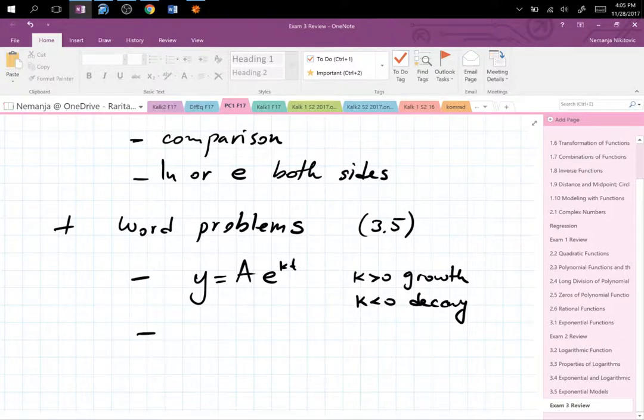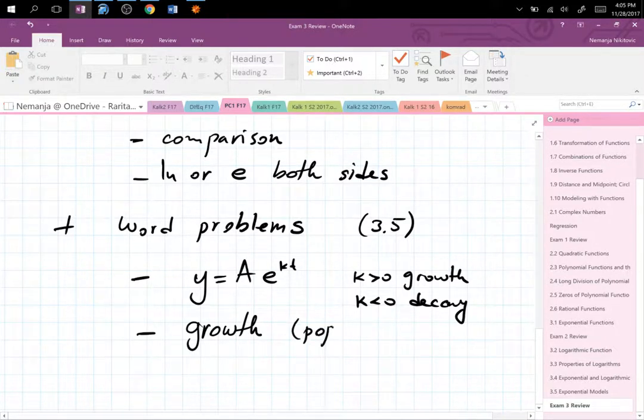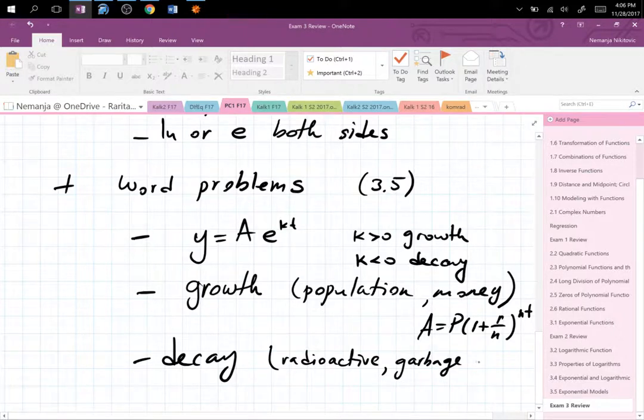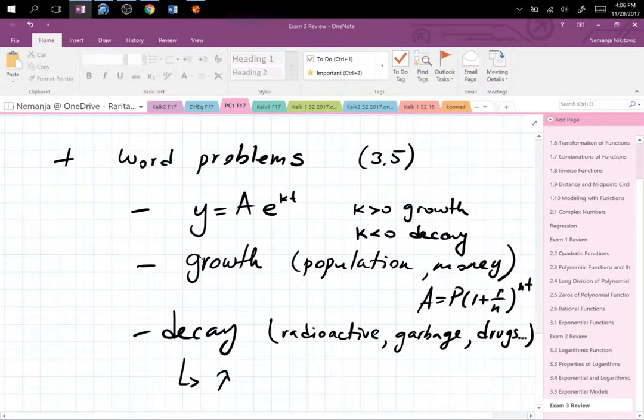Alright, so what else do I have? We have decay problems with the half-life. Well, so growth first. Growth, like population, or money. You are going to memorize A equals P times (1 plus r over n) to the nt for money. And we have decay, which is radioactive, garbage, drugs, and all that kind of stuff, where you are introducing a very important concept, half-life, which occurs when you take the original mass and cut it in half at a point in time. Two-step problem.